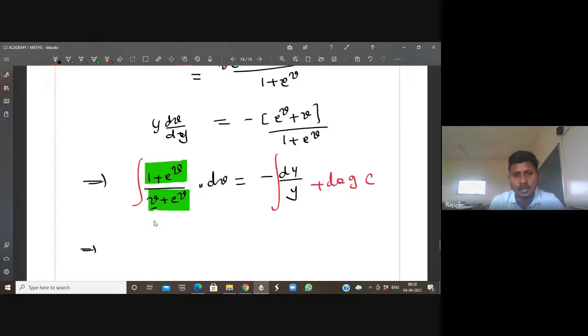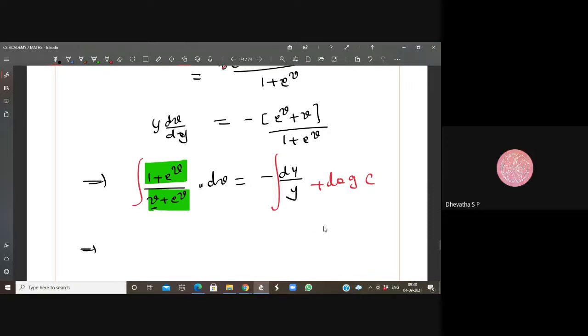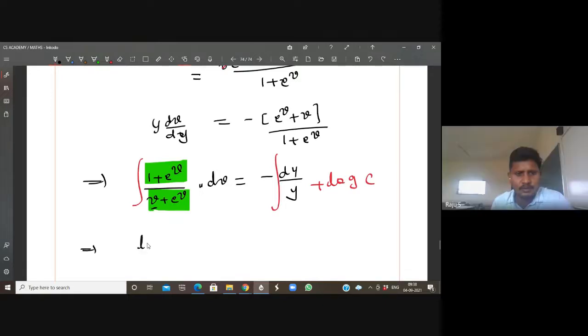Yes. Can you tell me the formula for f dash of x by f of x? It would be ln of f of x, sir. Log of f of x, yes, exactly. So log mod, the derivative of the denominator having numerator v plus e to the power of v, is equal to minus log y plus log c.